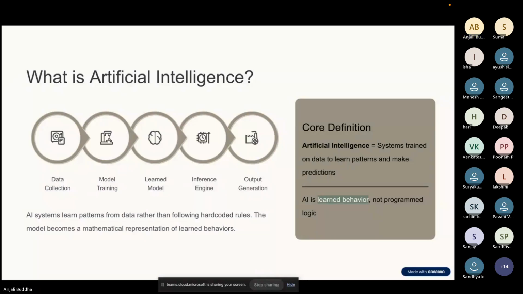So now, what is AI? AI is a system that learns patterns from data rather than following hard-coded logic. Okay, it learns patterns from the data. In traditional programming, we just give an input to the function and it gives an output. But in AI, you give input, you give output, and the model will build its own function and give predictions. This model becomes a mathematical representation of what is learned. AI is a kind of learned behavior, not programmed rules. Clear?